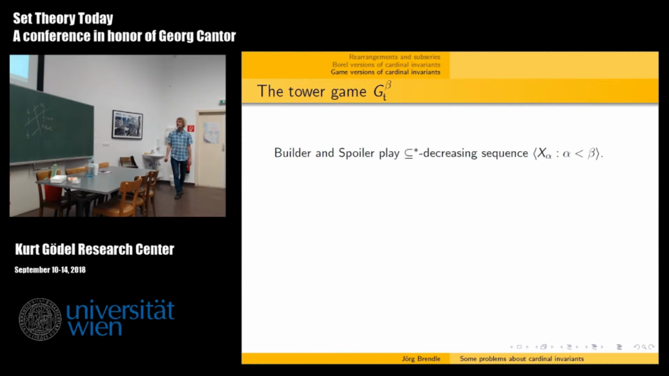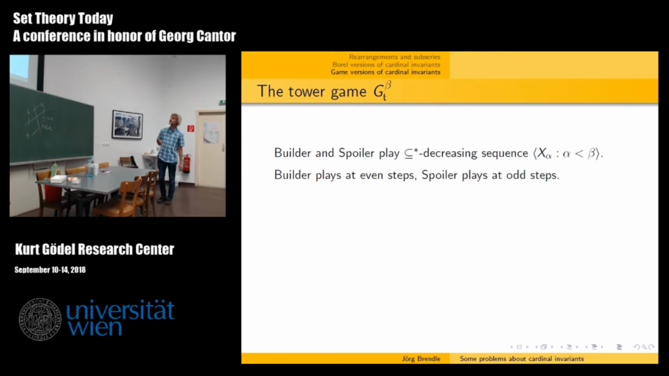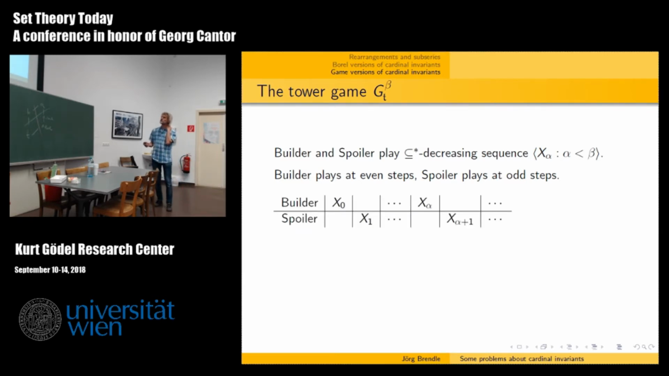Okay, and let's also fix it, that's important for what comes: builder plays at even steps and spoiler plays at odd steps. So the game looks like X0, then spoiler plays X1, which is almost contained in X0, so it's contained mod finite, then builder plays X2, again almost contained in X1, and so on. And they play, and it's an infinite game, it's a transfinite game.